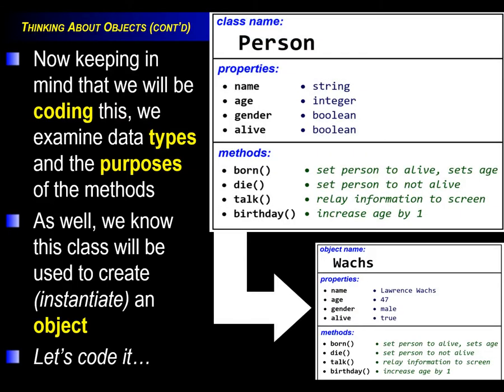Now, let's go a little bit deeper. Okay, let's now relate it more to computer science. So, name, okay, well, as a property, that could be a string, right? String would hold their name. Age, integer. Didn't have to be an integer. We could use a double. But we don't generally express our ages in decimal values.